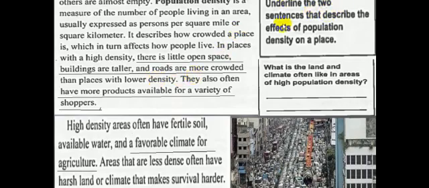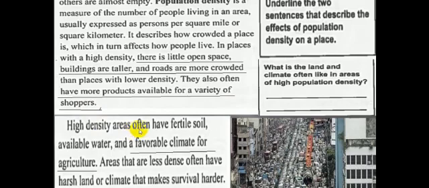So underline the two sentences that describe the effects of population density on a place, and we have them here. There will be little open space if there is a high density, there will be taller buildings, and the roads will be crowded. They also often have more products available for a variety of shoppers. Of course, there will be more supermarkets, more markets, more stores, because there are a lot of people, they need to eat, to drink, to live, and so on.